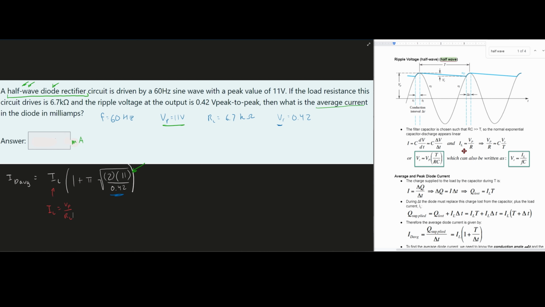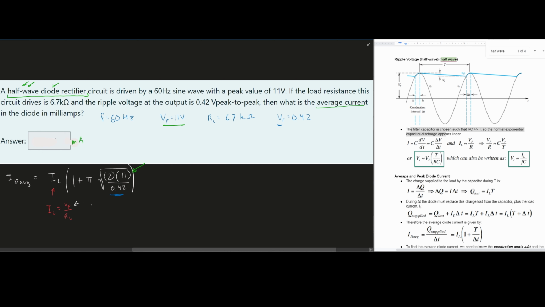The filter capacitance is chosen such that our RC is much greater than our T, so the normal exponential capacitor discharge appears linear. That has to do with capacitors. We're not really looking at that information here, but it is also important for understanding the capacitance and how that translates to current, because we're taking the derivative for it as well because of the d's, and then we have these deltas. So what we're going to do is just plug in for these values.